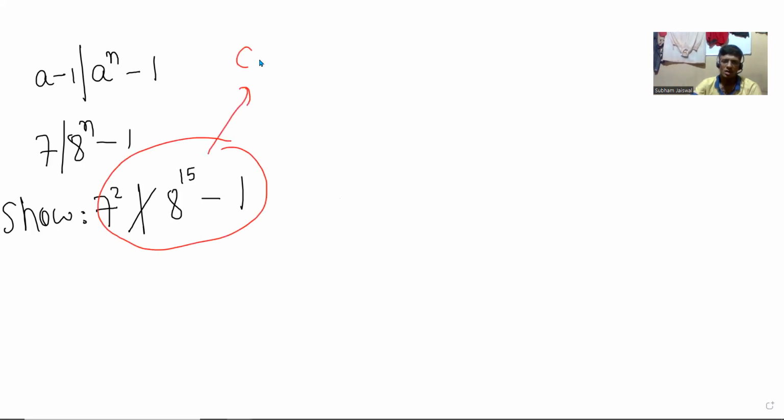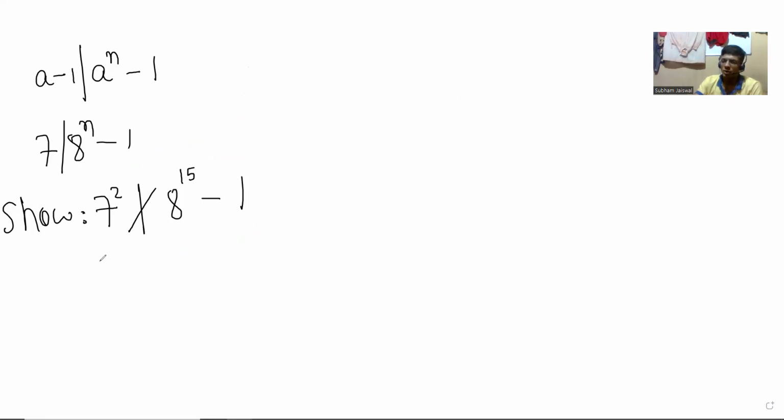Okay, congruences. Like 8 squared is 64, and 64 is congruent to 15 modulo 49. Sorry, 49, right? And in this way, you calculate 8 to the 15 and you show it's not 1 modulo 49, and so you're done. But that is a very limited approach in some sense. But yeah, you should try that.